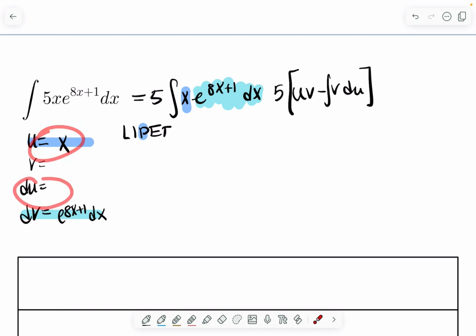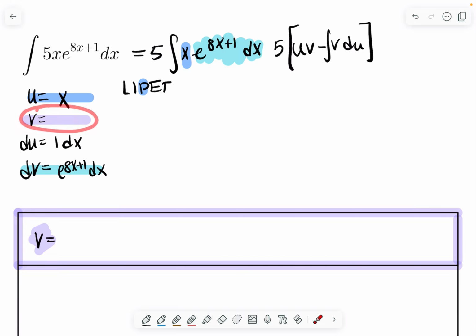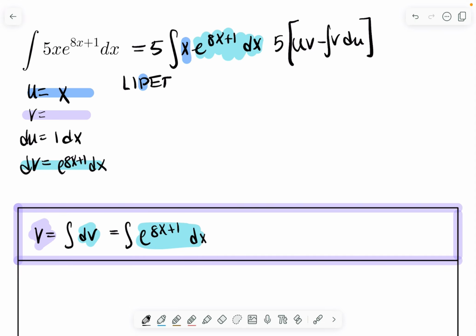Now du is easy, it's always the derivative of this, so that's going to be 1 dx. And the v is always the first integral you're going to do in integration by parts, because to find v, you have to take the integral of dv, which is e to the 8x plus 1 times dx.